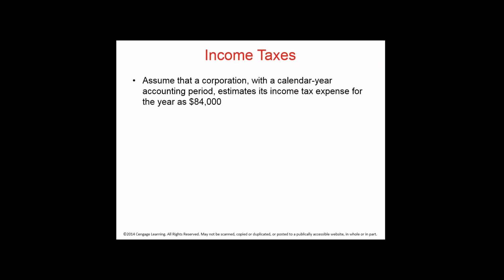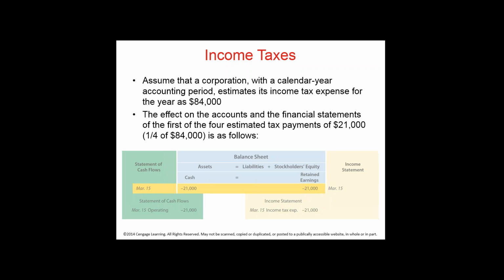So let's assume a corporation that is on a calendar year estimates that its income tax expense for the year is going to be $84,000. If we're making our quarterly estimated tax payments, we would handle them in this way. The first payment, 1/4 or 25% of the $84,000, we would make by reducing our cash and by reducing our retained earnings, because we're increasing our income tax expense.